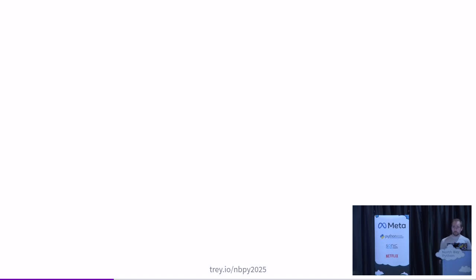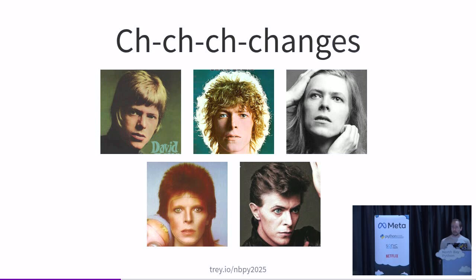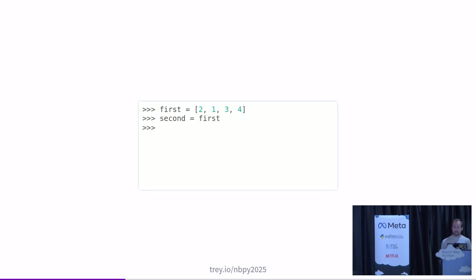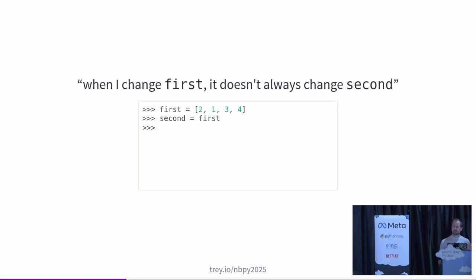Before we talk about the word pointer, let's talk about the word change. In Python, this word can be a problem. Sometimes Python learners will tell me, I've assigned two variables first and second to the same object, and when I change first, second doesn't always change. When I change first this way, second changes. But when I change first this way, second doesn't change. Why?